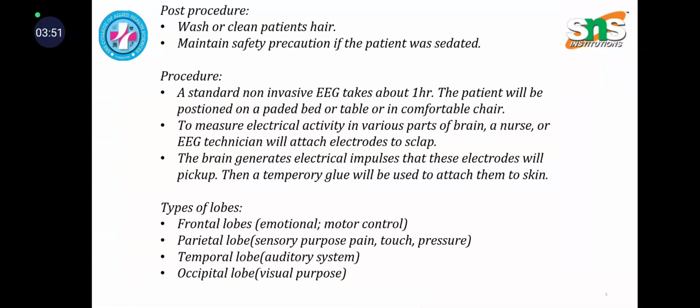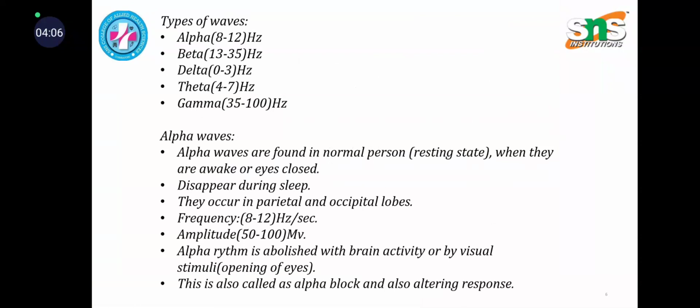Types of lobes: frontal lobe, emotional and motor control; parietal lobe, sensory purpose: pain, touch, pressure. Temporal lobe is the auditory system. Occipital lobe, visual purpose. Types of waves: alpha 8 to 12 Hz, beta 13 to 35 Hz, delta 0 to 3 Hz, theta 4 to 7 Hz, gamma 35 to 100 Hz.